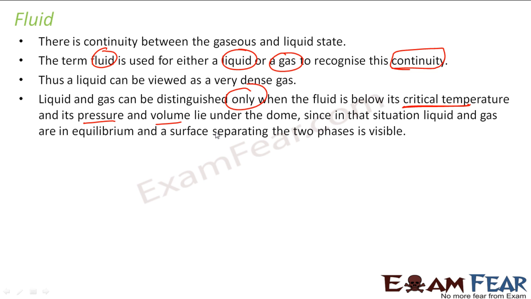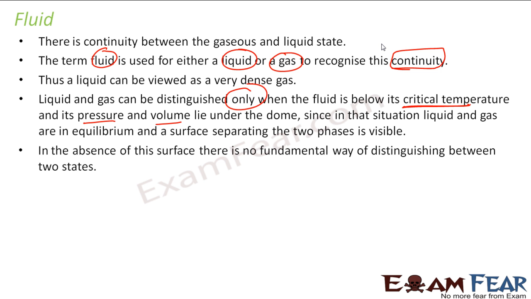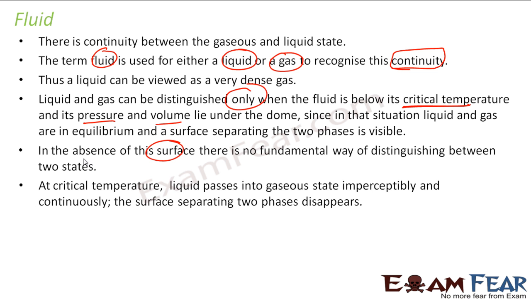Right? And its pressure and volume lie in the same dome. In this situation, there is actually a surface which separates the two, and they are in equilibrium. There's a surface that separates them, and they are two different phases. In the absence of this surface, there is no way to distinguish the two phases. There's a surface which distinguishes between these two phases in equilibrium. And once this gas is at the critical temperature, the liquid will pass into the gaseous state, and the surface will start disappearing.